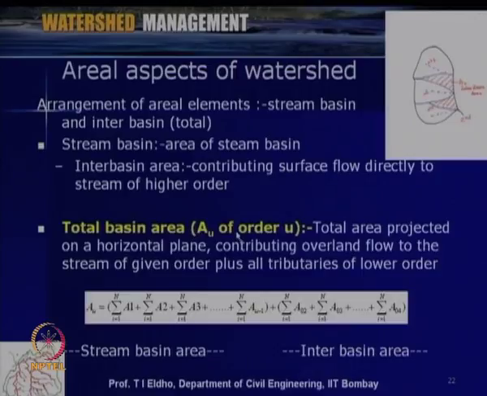So, the total basin area, say Au of order u, is the total area projected on a horizontal plane contributing overland flow to the stream of given order plus all the tributaries of lower order. So, Au is equal to sigma i equal to 1 to n A1 plus sigma A2 plus like that, plus sigma A'2 plus sigma A'3 like that. This represents the stream basin area as I mentioned here, and what is put in red color represents the interbasin area. So, the total basin area we can identify like this.